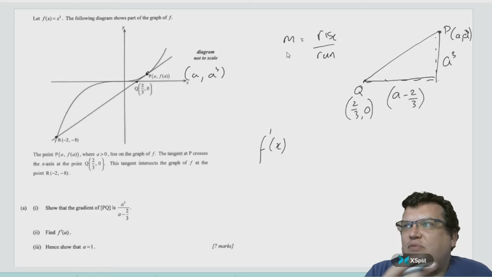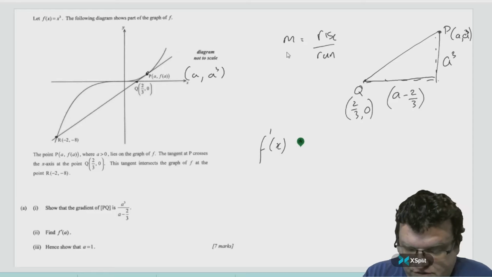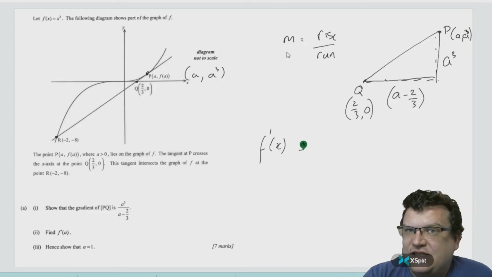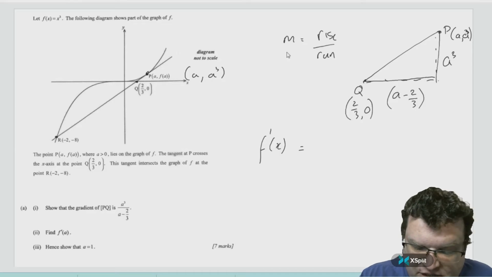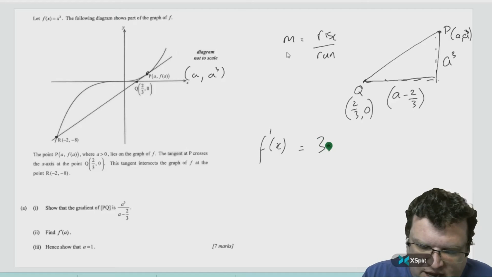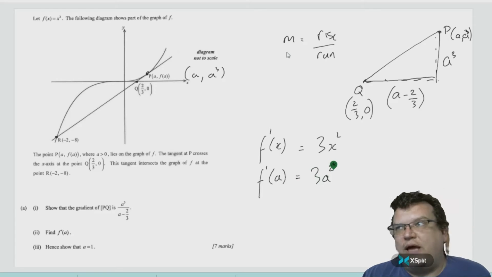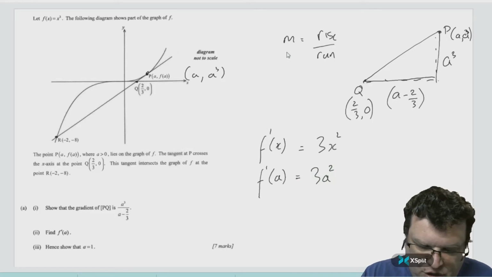I'm going to evaluate f prime of x to get the gradient function, and then I'll substitute A into the function. So f prime of x is just what I get when I differentiate f of x, x cubed, so I get 3x squared, and then I can say that f prime of A is what I get when I substitute in there, 3a squared.